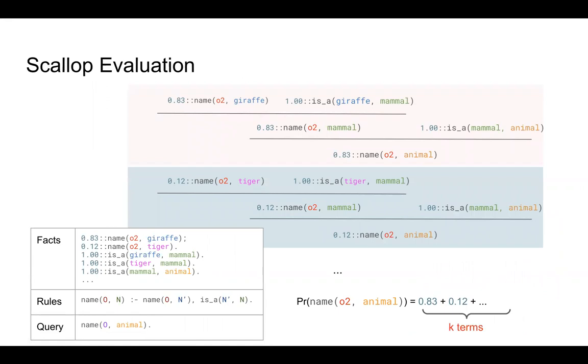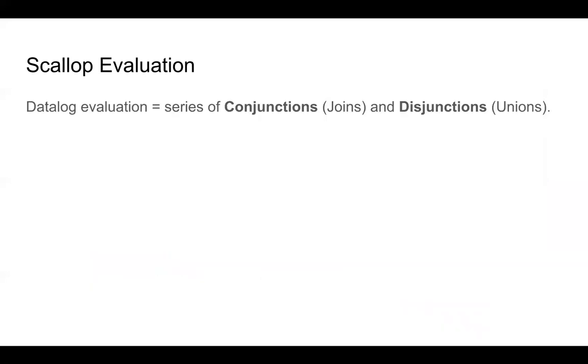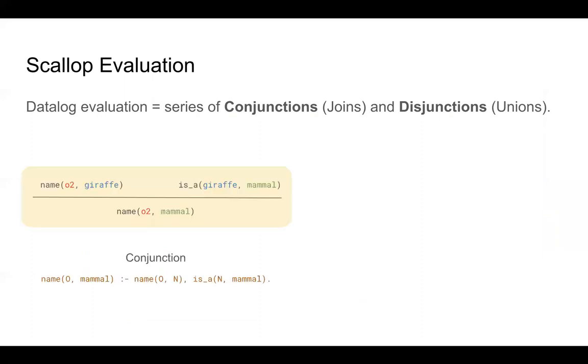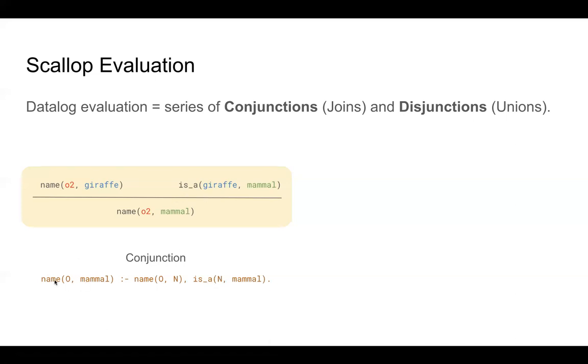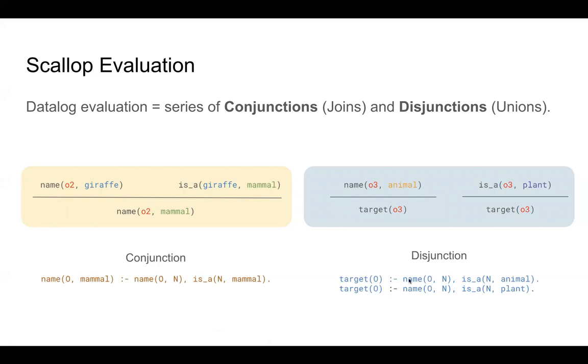So coming back here, instead of this exponential blow up, now we control this expression to be up to K terms. And I'll go more into detail with how we are doing this pruning at each step. So we can view Datalog evaluation as simply a series of conjunctions or joins and disjunctions or unions. An example of a conjunction here was what we just saw. We are taking a conjunction of the name and the is-a relation, and we are deriving more facts in the name relation. And here's the example I'll use for disjunction. You can have two different rules with the same left-hand side, in this case, a unary relation called target. And you can now have different proof trees, both deriving the same target. So this is how you do unions in Datalog.